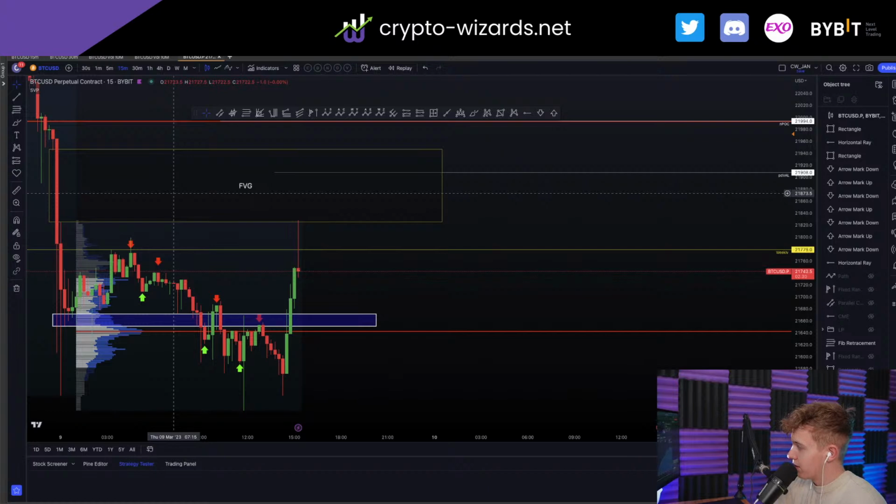I don't use single prints on a weekly session, like a volume profile or TPO profile.